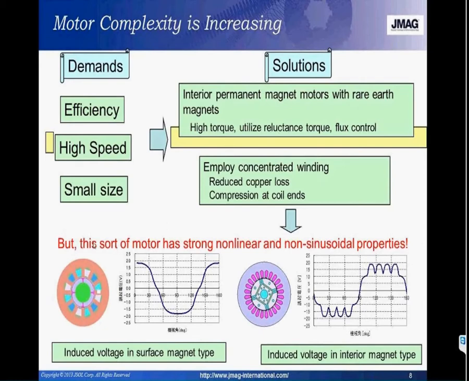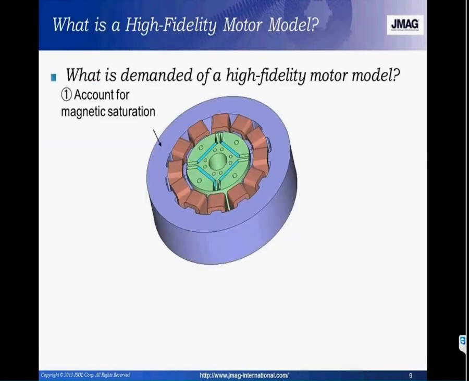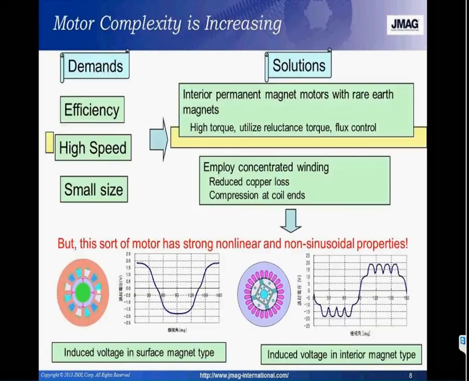But this type of machine has strong nonlinear and non-sinusoidal properties. Our basic surface permanent magnet machine is very nicely behaved. If we look at the back EMF voltage when we spin that motor, it's very sinusoidal or closely approximating a sinusoid. If we look at these more advanced motors, what we see is that the induced voltage has a lot of harmonic content. What we basically have is that the motors themselves are increasing their level of complexity. So we don't just need a high-fidelity solution for a simple motor. We need a high-fidelity solution for a very complex motor.